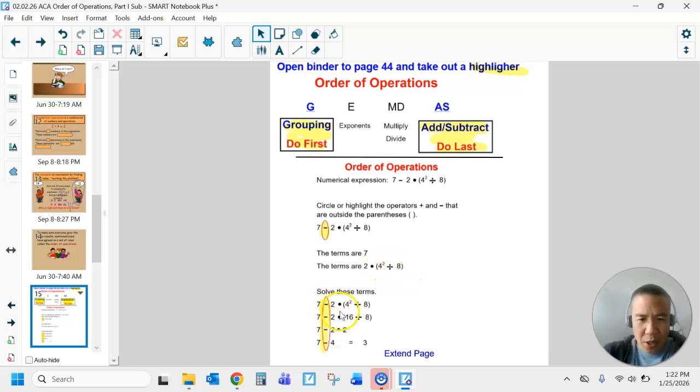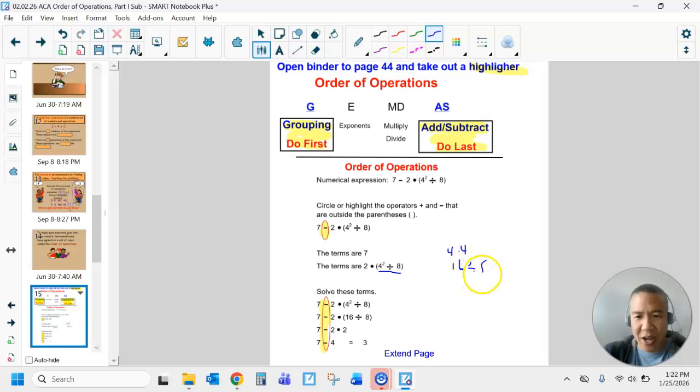So in here, on the right side, we solve the exponent and the grouping symbol first. What is 4 squared divided by 8? 4 squared is 4 times 4 is 16. 16 divided by 8 is 2. But are we done? No. We need to do 2 multiplication dot 2, which is 4. So the left term is 7. The right term is 4. What's 7 minus 4? The answer is 3.